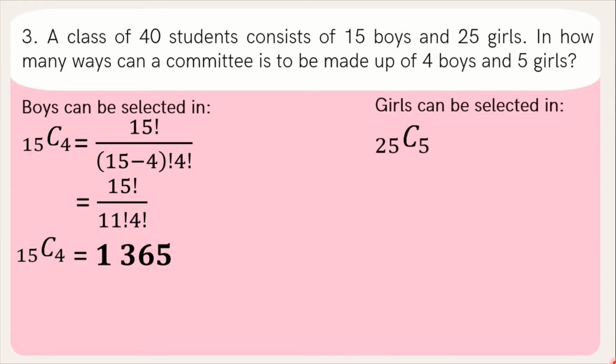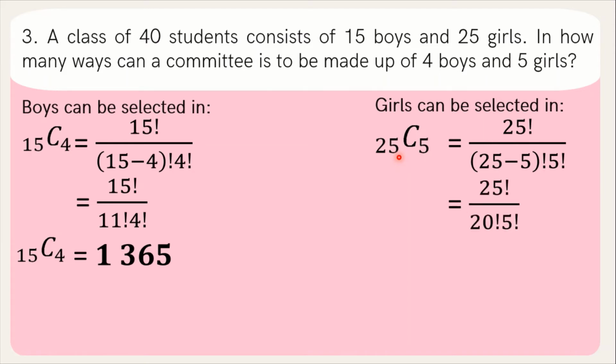This time, i-calculate naman natin ang combination of girls. So, the girls can be selected in, we have combination of 25 taken 5. So, yung 5 girls, kukunin natin from the given 25 girls. So, apply natin sa formula, we have 25 factorial over 25 minus 5 factorial times 5 factorial. Now, let's have 25 factorial over 20 factorial times 5 factorial. Mula dito, pwede na nating i-calculate. So, we have combination of 25 taken 5 is equal to 53,130.